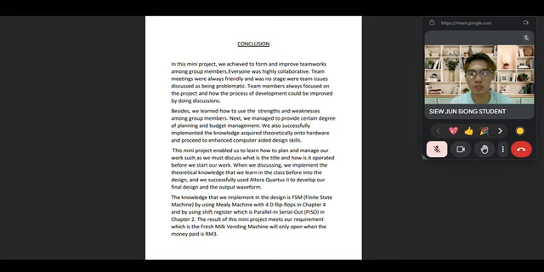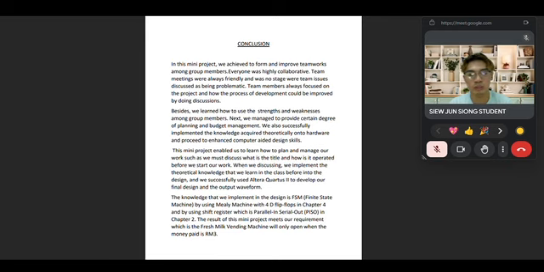Thank you. In this mini project, we achieved to form and improve teamwork among group members. Everyone was highly collaborative. Team meetings were always friendly and no team issues were discussed as being problematic. Team members always focus on the project and how the process of development could be improved by doing discussion. Besides, we learned how to use the strengths and weaknesses among group members. Next, we managed to provide a certain degree of planning and budget management. We also successfully implemented the knowledge acquired theoretically onto hardware and proceeded to enhance computer-aided design skills.